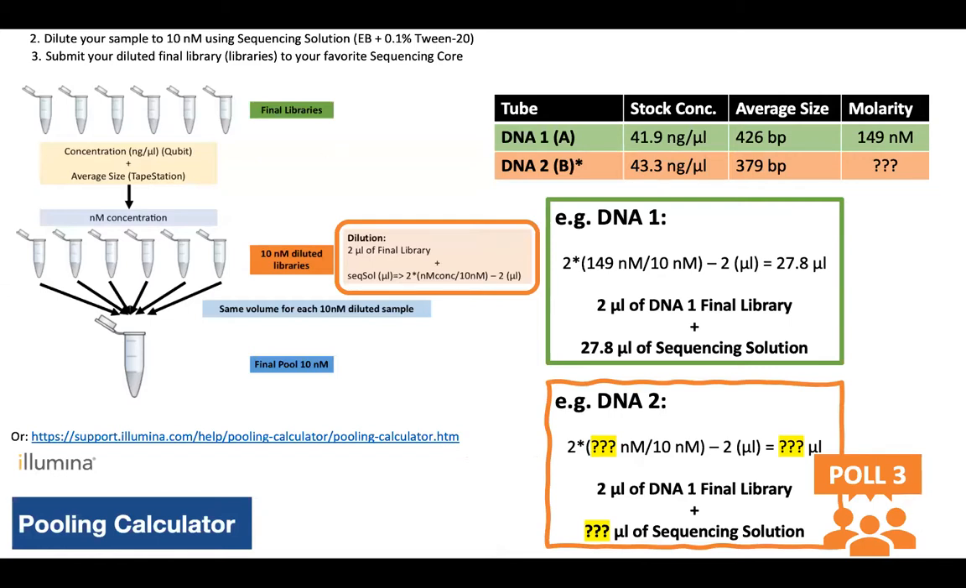All right, so what are we doing next? We have the molarity concentration of both our libraries. So what I usually do is I prepare a dilution. Up here, you have your final libraries. We have done this: we've measured with the Qubit, we have the averages from the TapeStation, and we've calculated the nanomolar concentration.